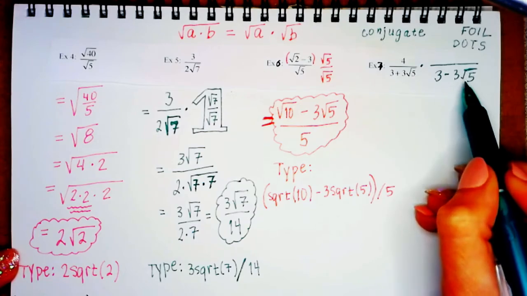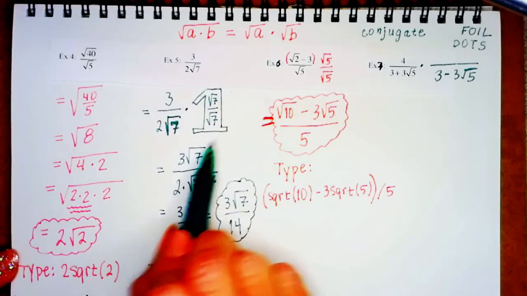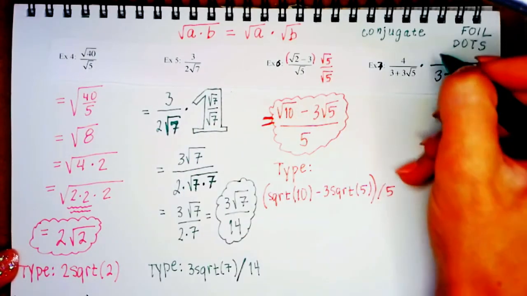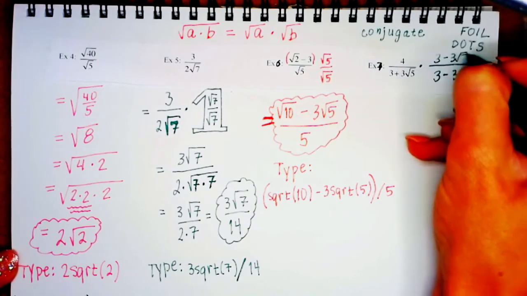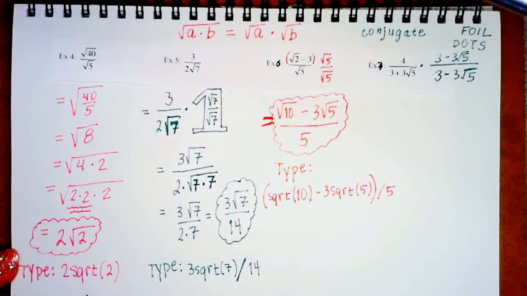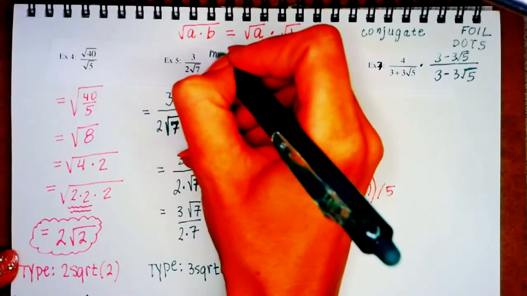But we can't just multiply in our denominator as we just saw with our previous examples. So we need 3 minus 3 square root 5 in my numerator as well. That is 1, and 1 is the multiplicative identity.